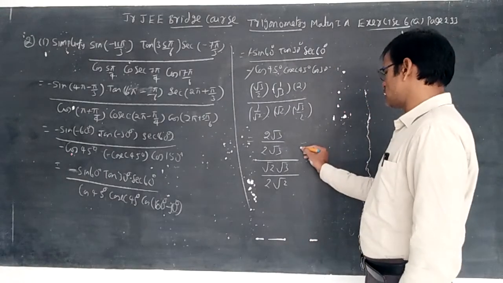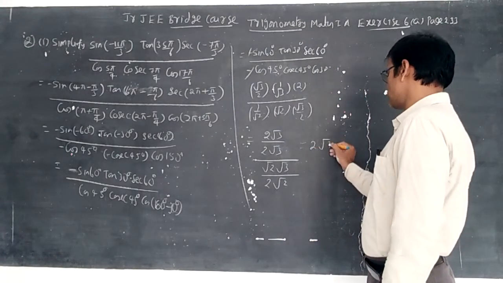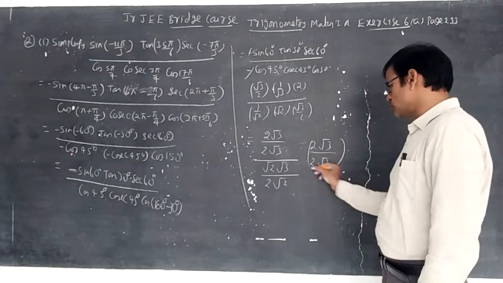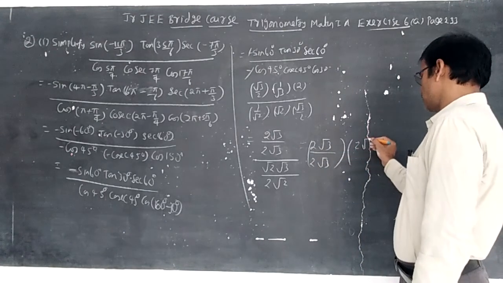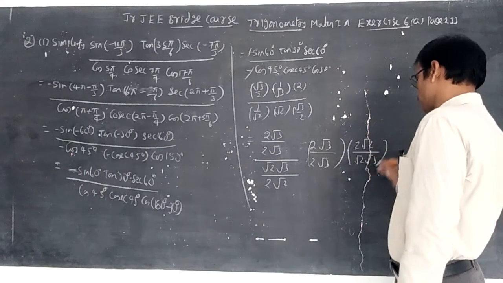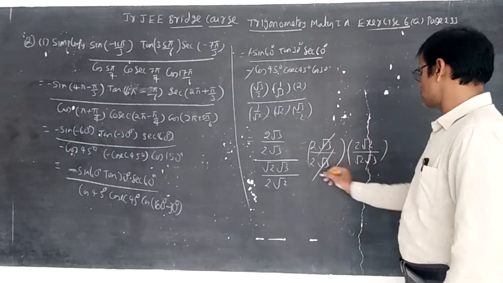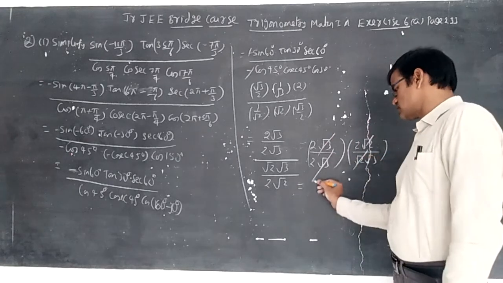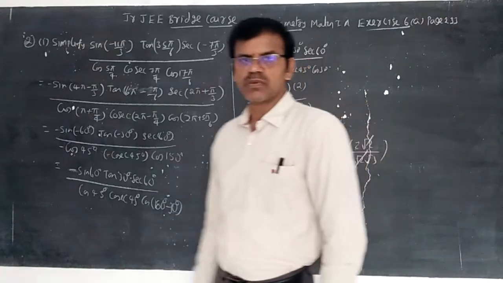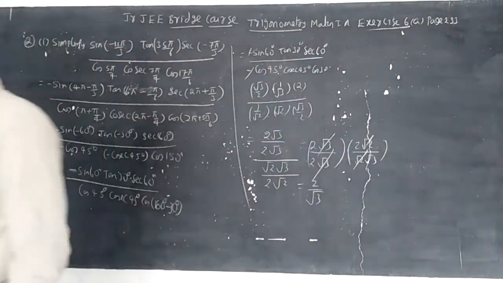So you can write here 2 root 3 by 2 root 2, into 2 root 2 by root 2 into root 3. Now you can understand this one gets cancelled, root 2 gets cancelled. Answer is 2 by root 3. This is the simplification. 2 by root 3.